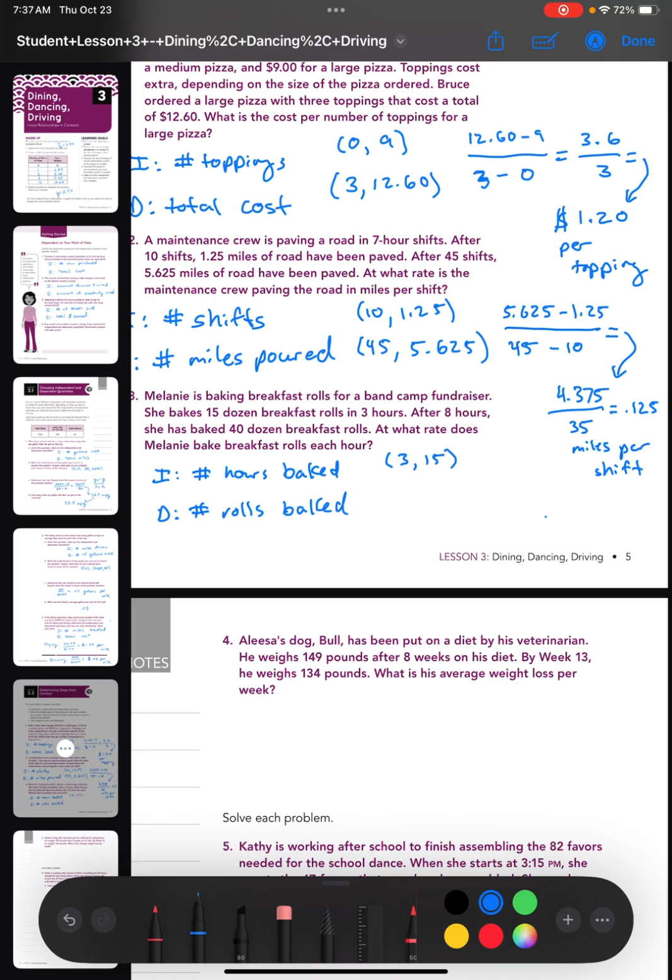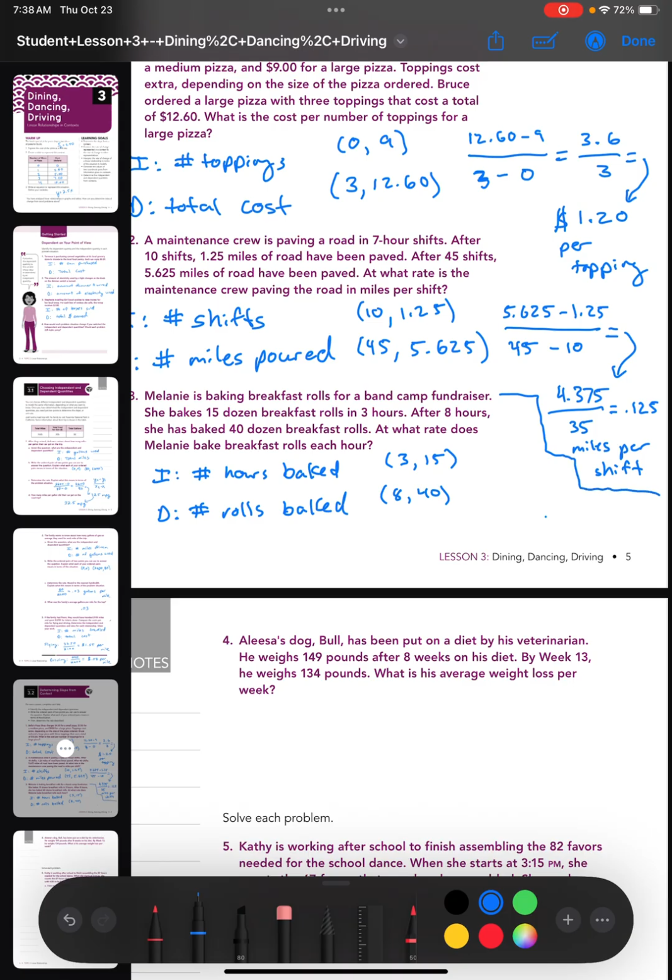So remember, hours are independent, so that's going first, even though in that sentence it's kind of written the other way, with 15 dozen rolls in 3 hours. And then at 8 hours, she's baked 40. So again, there's our 2 points. Draw a little line here so I don't get it mixed up with this problem.